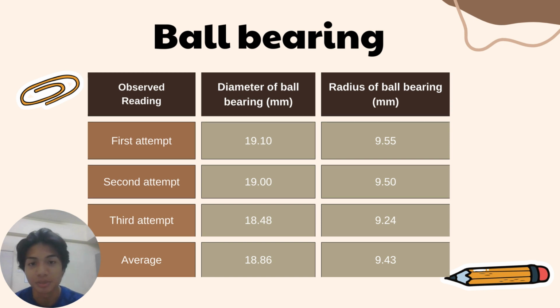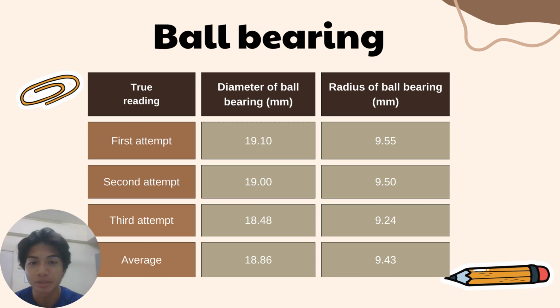On the third attempt, we got a diameter of 18.48 and a radius of 9.24. For the average, we got a diameter of 18.86, while the average radius is 9.43. For the true reading of the ball bearing, on the first attempt, we got 19.10 for the diameter with a radius of 9.55 millimeters.